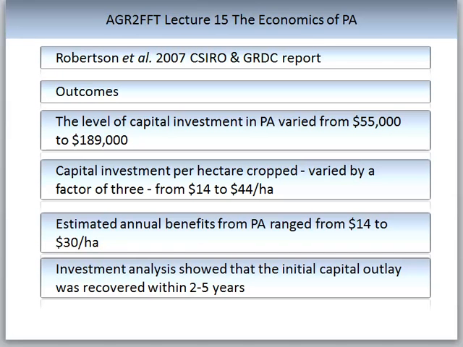The report concluded a number of important outcomes about the economics of PA in agronomy. The level of capital investment in PA varied from $55,000 to $189,000. Capital investment per hectare of crop varied by a factor of 3, from $14 to $44 per hectare. The estimated annual benefits from PA range from $14 per hectare to $30 per hectare. And I guess the take-home message is that investment analysis showed that within the 6 case studies, the initial capital outlay was recovered within a range of between 2 and 5 years.